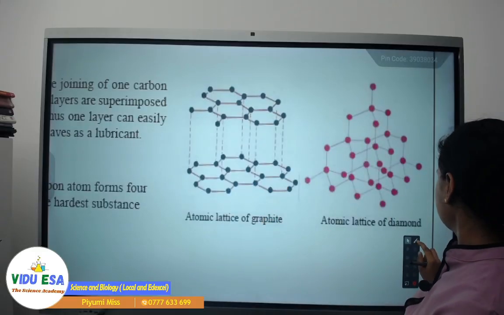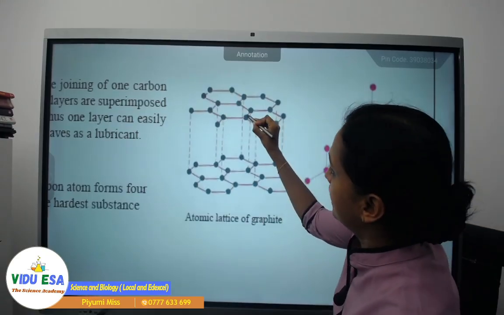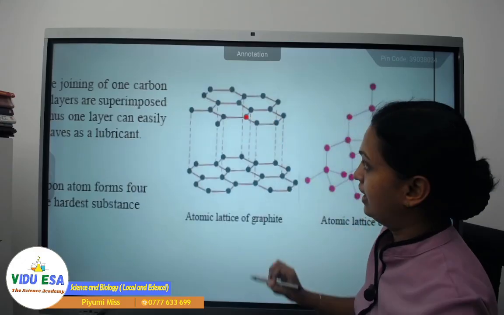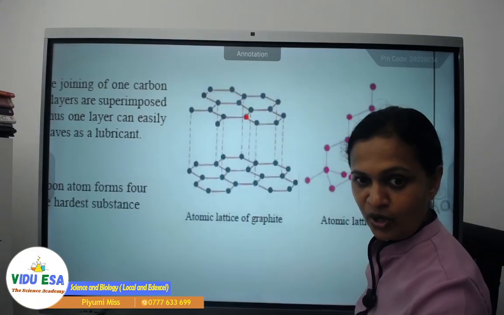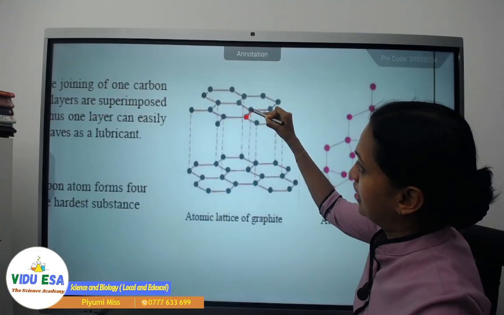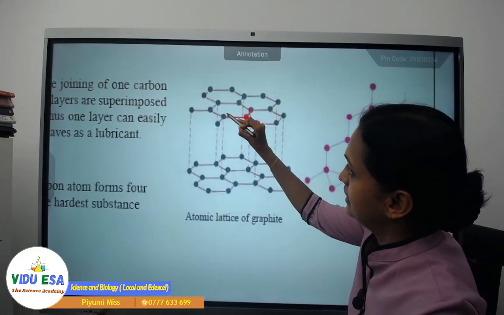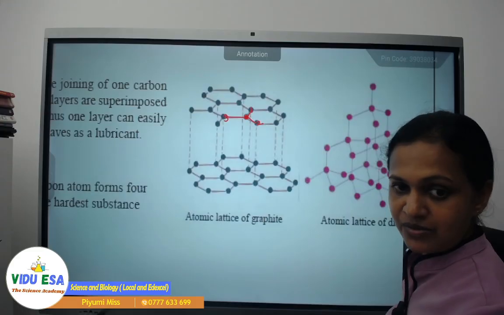Okay, I will consider this carbon atom. Now see, with how many carbon atoms has it made bonds? 1, then 2, then 3. It has made bonds with 3 carbon atoms only.